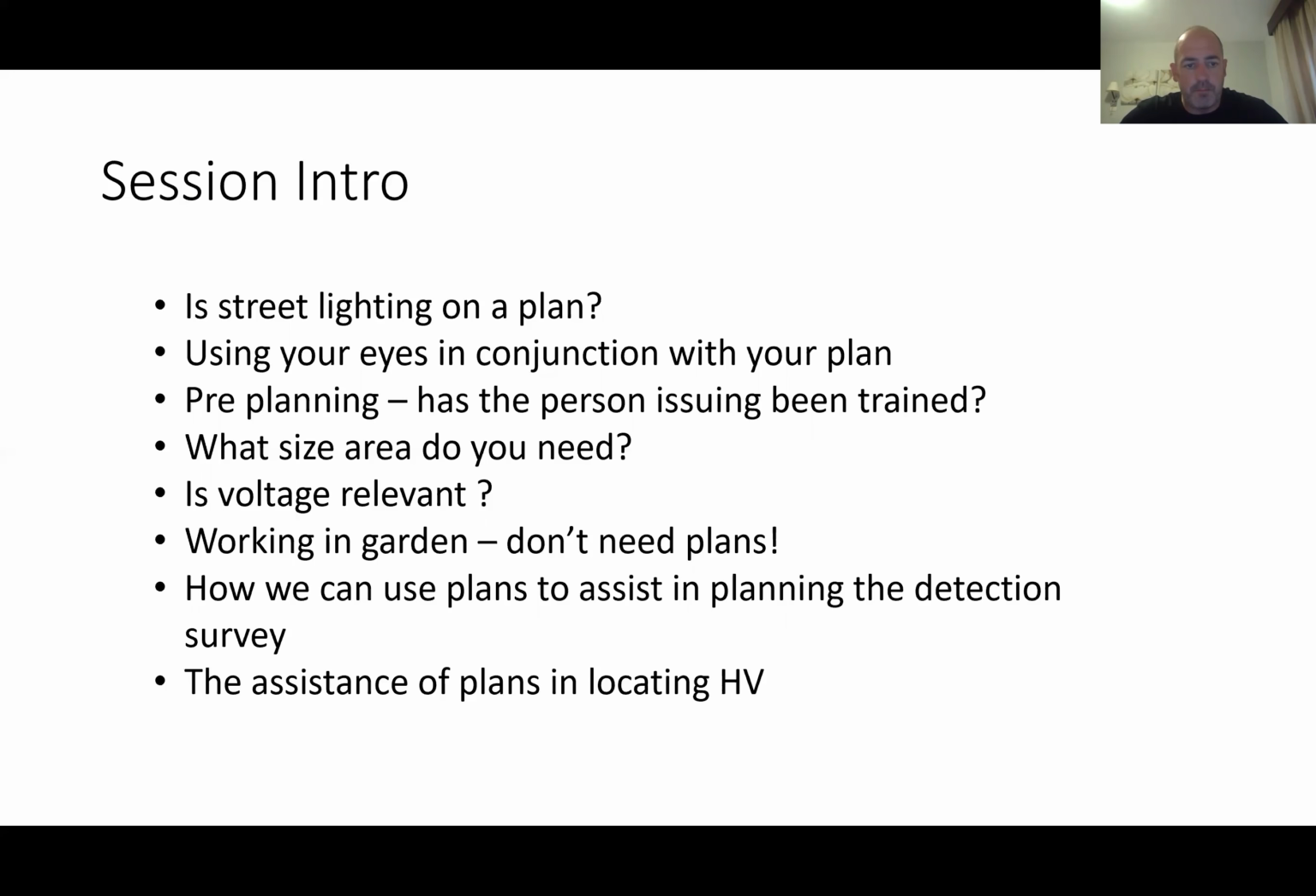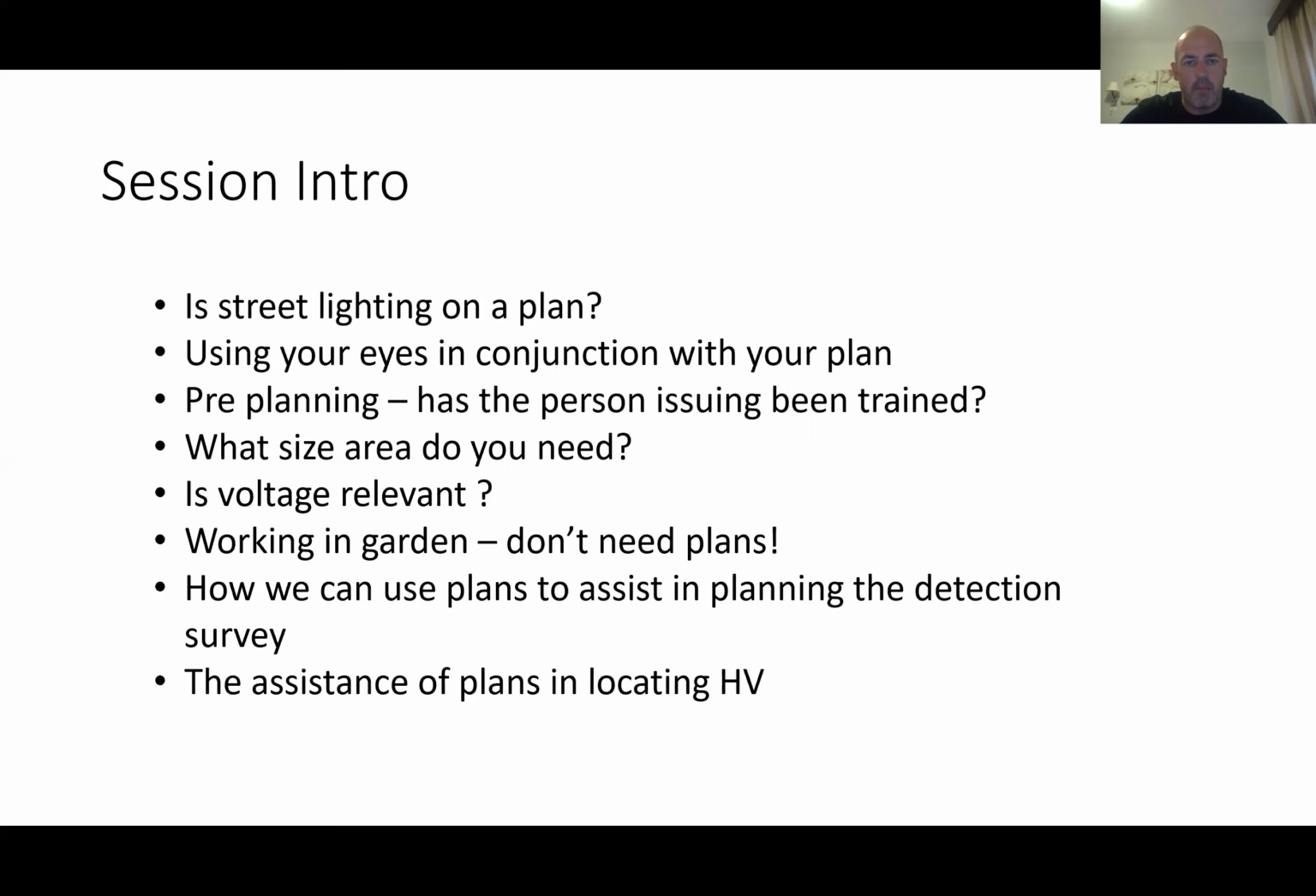Is voltage relevant on a plan, which links back to some of the things I talked about on compiled stats drawings? Another one that comes up: we're working in gardens, we don't need plans, so we'll have a look at that, see if it's true. And then the last bit I think is important. We're going to look at how we can use plans to assist in planning a detection survey. So how can we use them in conjunction? And then also the assistance of plans locating HV. So that's what we're going to have a look at today.